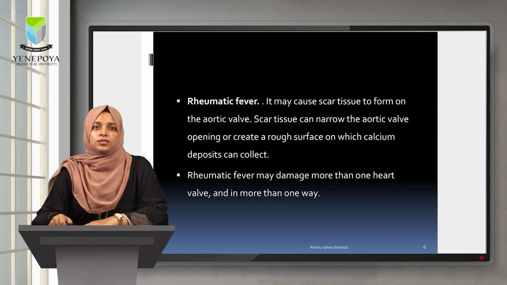The second cause is rheumatic fever. It may cause scar tissue to form on the aortic valve. The scar tissue can narrow the aortic valve opening or create a rough surface on which calcium deposits can collect. Rheumatic fever may damage more than one heart valve and in more than one way.